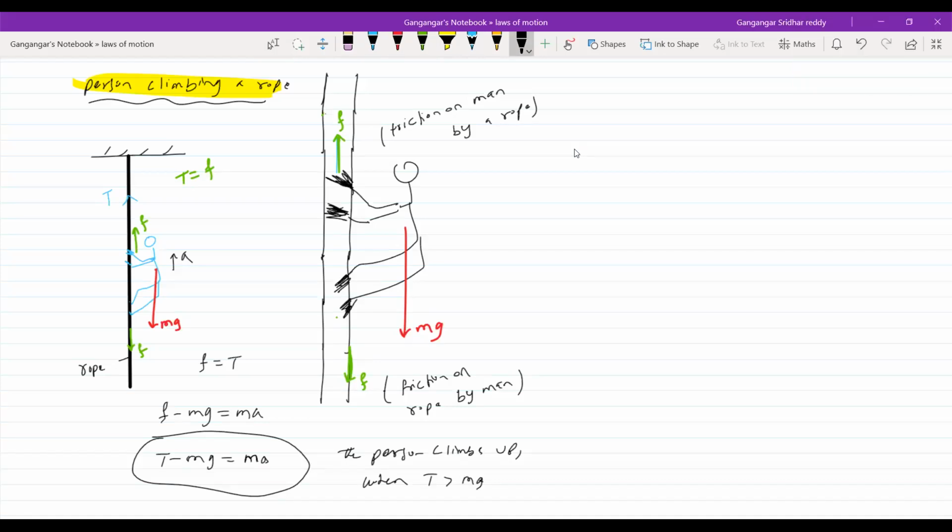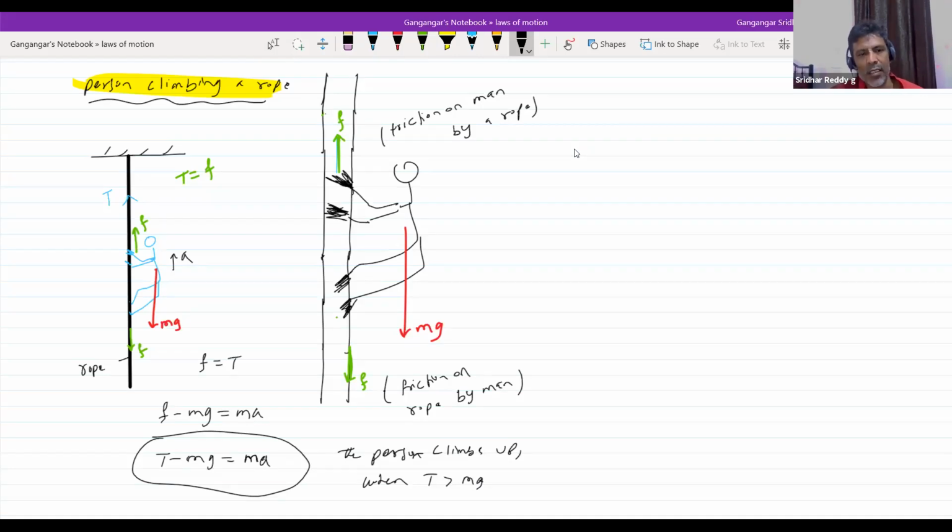Is it okay? Indirectly we are just saying that if the tension in the rope is greater than his weight, he'll climb up. If he applies a friction that is less than his weight, then he will slide down. I think you can see that's why rope climbers have specific gloves, and they also apply some powder, no? Those who are going for trekking.